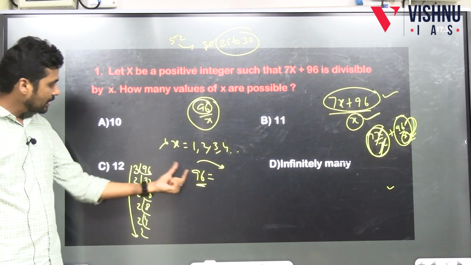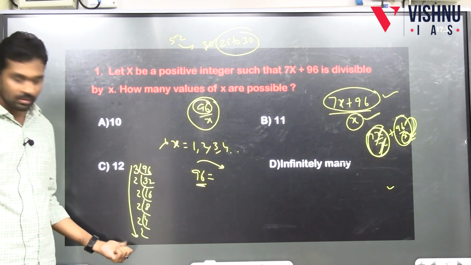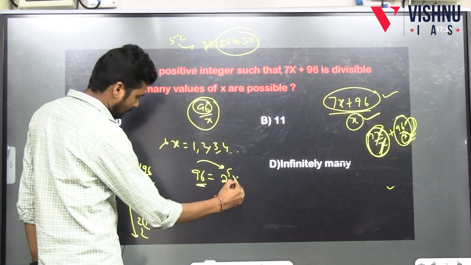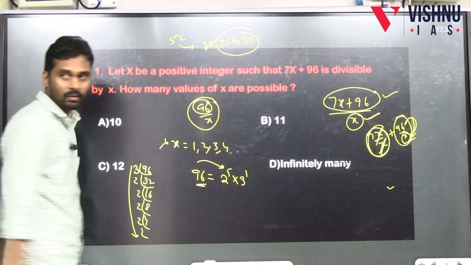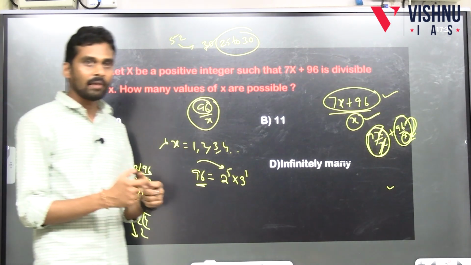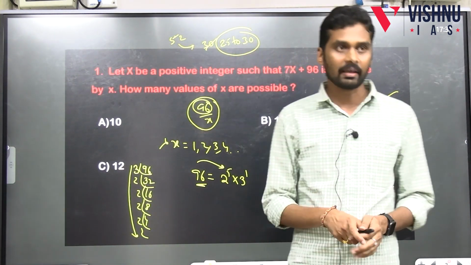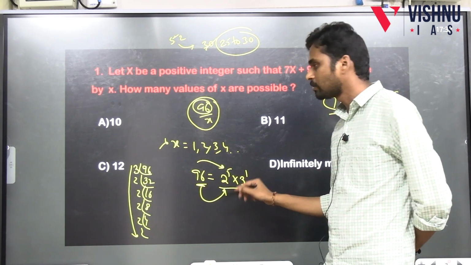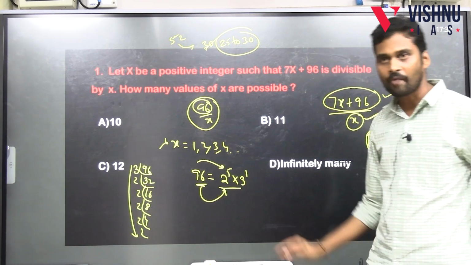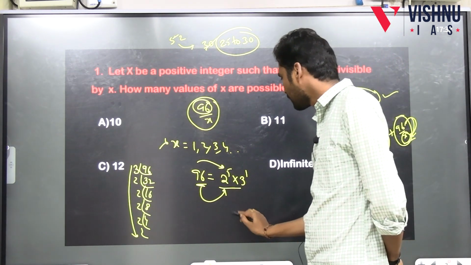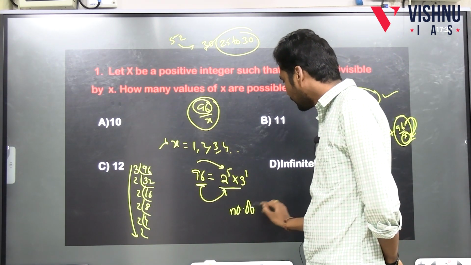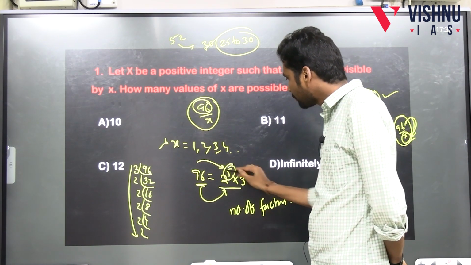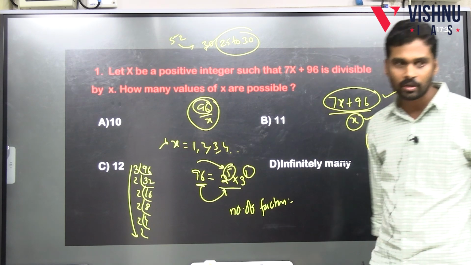We simply divide the given number with different prime numbers. Finally, how do we write that? This can be written as 2 power 5 into 3 power 1. First of all, write the given number as a product of prime numbers. 96 can be written as 2 power 5 into 3 power 1. After writing it as a product of prime numbers, the total number of factors is nothing but: add plus 1 to each power.